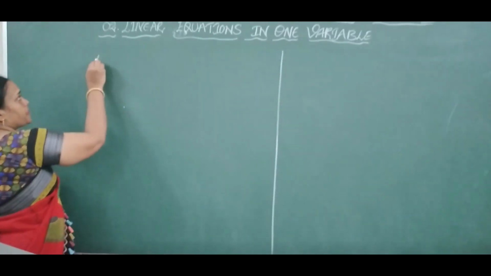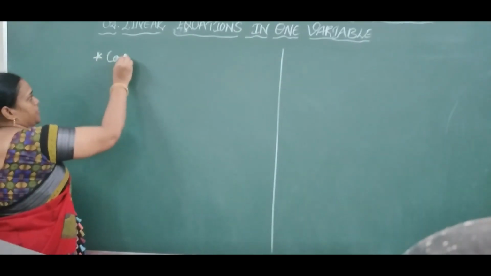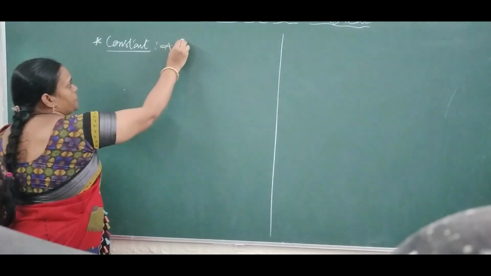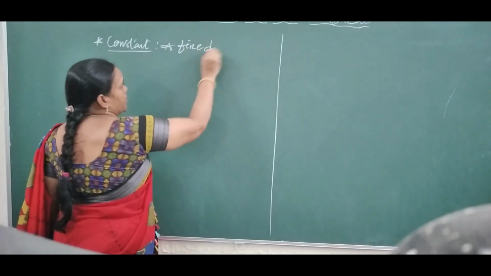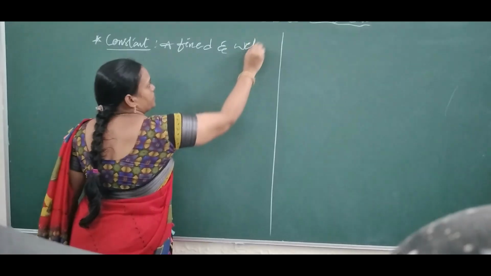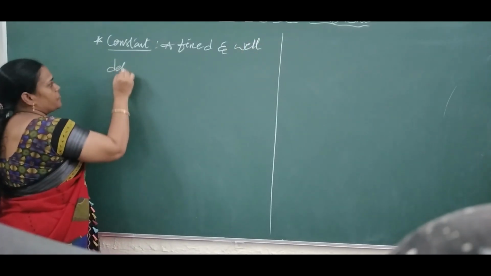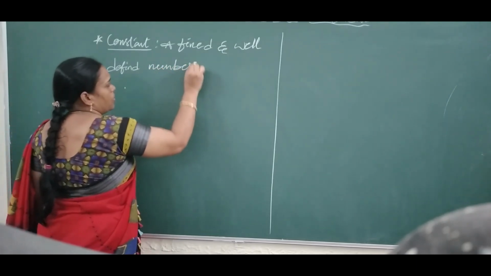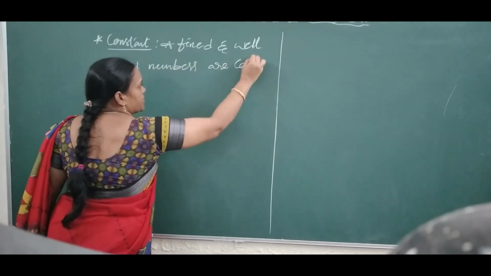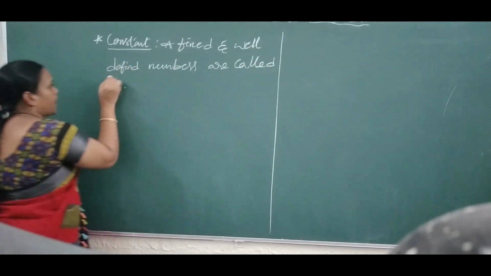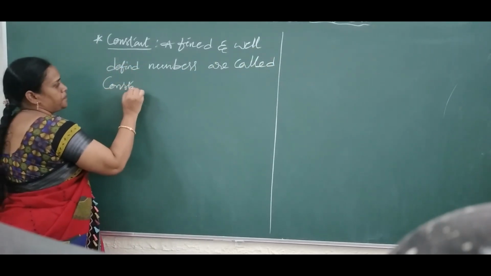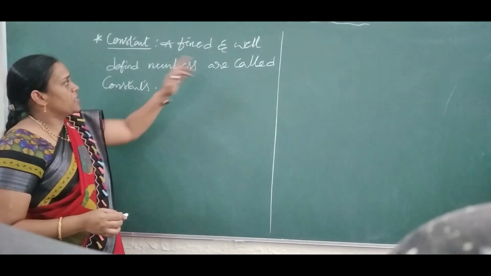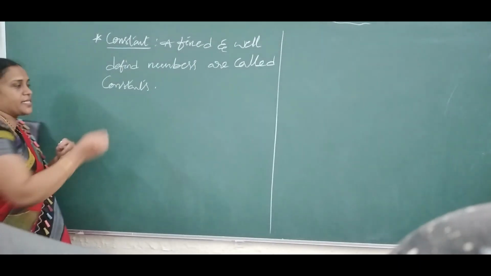Constant. What is a constant? Fixed and well-defined numbers are called constants. Simply, we say all numbers are called constants.